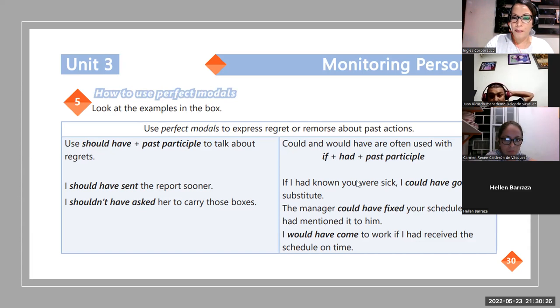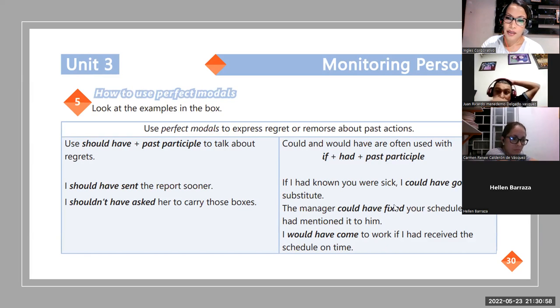Veamos el segundo ejemplo. En el segundo ejemplo, la independiente está primero. The manager could have fixed your schedule. Esta es la independiente. El manager pudo haber arreglado tu horario. Ella tiene sentido por sí sola. If you had mentioned it to him, esa es la dependiente. Cuando la dependiente es la segunda, no se separa por comas. Se fijaron en el ejemplo, ¿verdad?